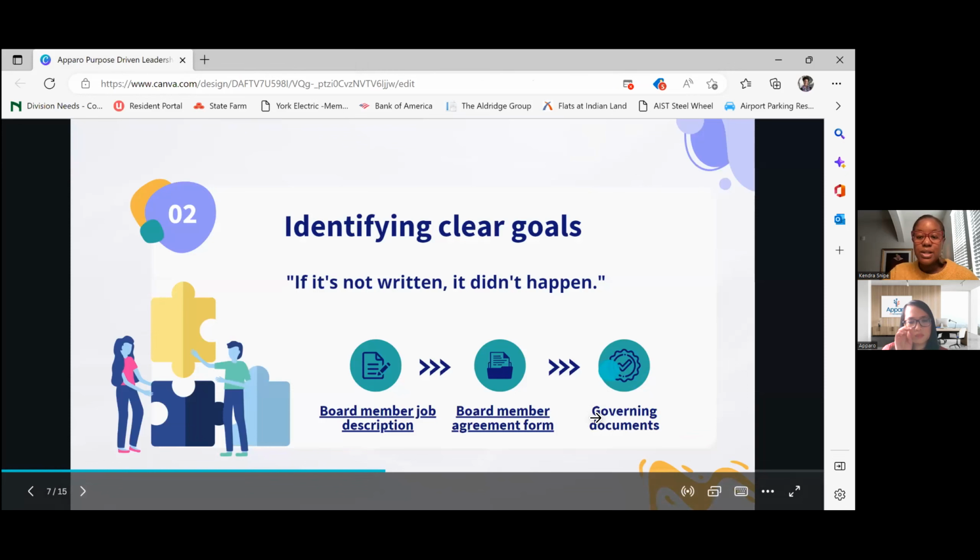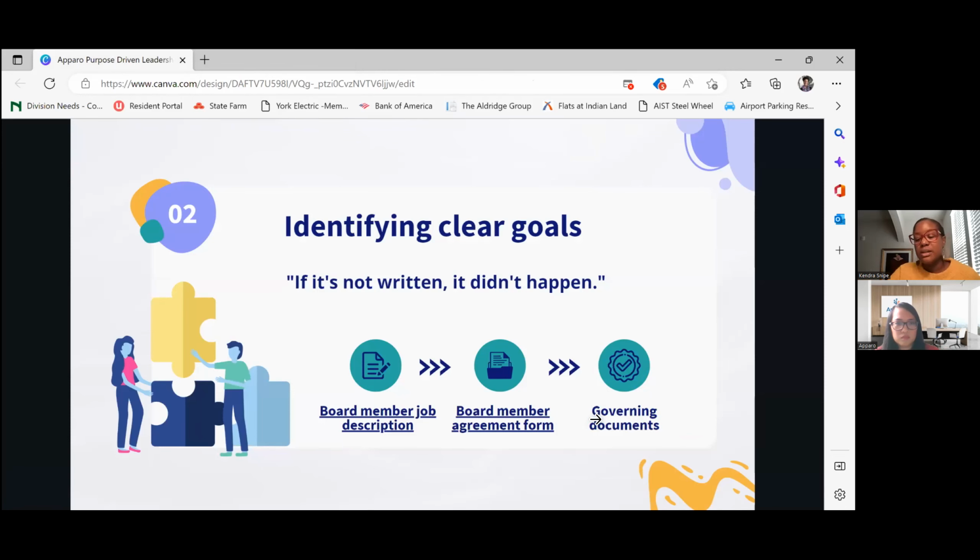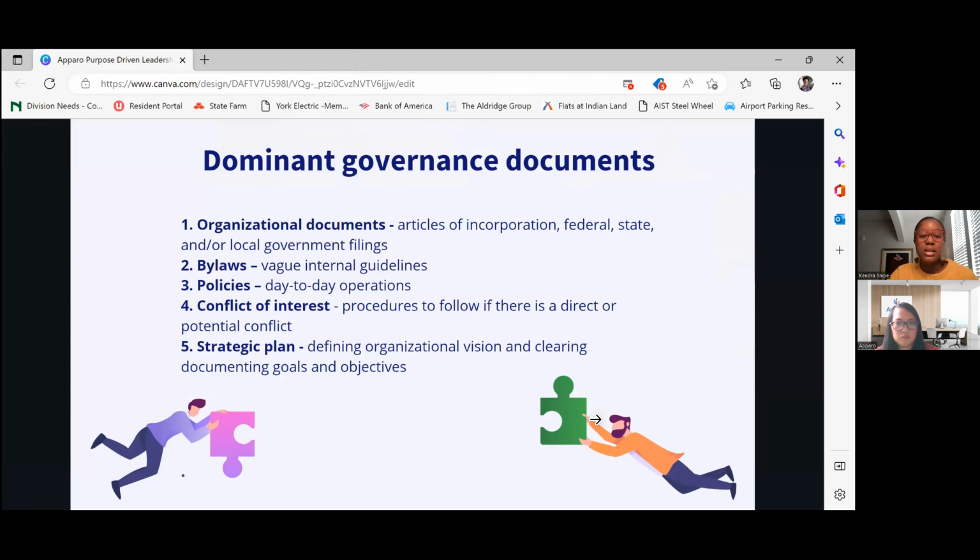All right, so let's talk about governing documents. There are a few things that I want you all to keep in mind, and I consider these dominant governance documents. The organizational documents, naturally, are the articles of incorporation. The federal, state, and local government filings should actually be held at the organization. That's something that the executive director or CEO should have copies of, readily available if needed.